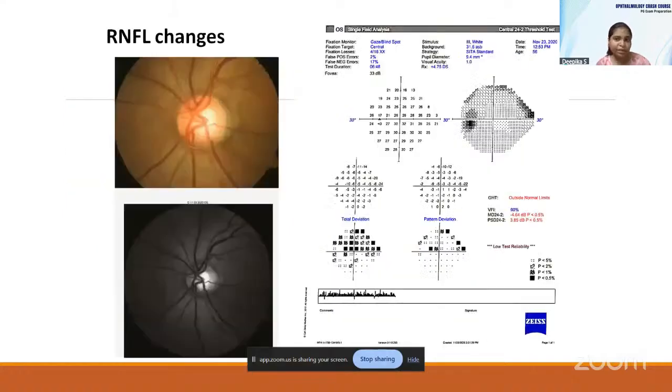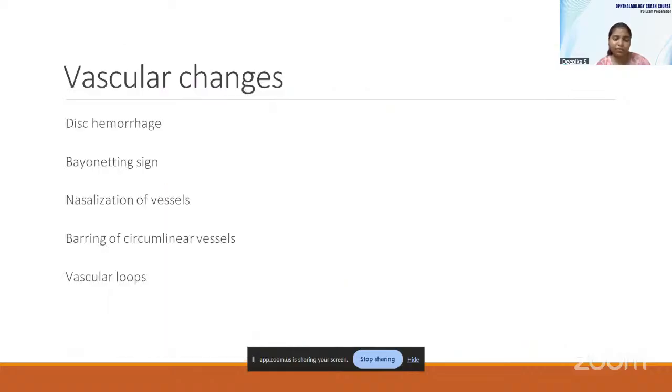RNFL changes are also very important in diagnosing very early glaucomas. As we can see in the picture, there is an inferior wedge RNFL defect with a localized notch, with corresponding early field changes. Vascular changes are very important in cases where you are not able to see the neuroretinal rim margin very clearly, with sloping or unclear margins. You should look at the vascular changes to help diagnose glaucoma. There can be disc hemorrhages, bayoneting sign, nasalization, baring of circumlinear vessels, etc.